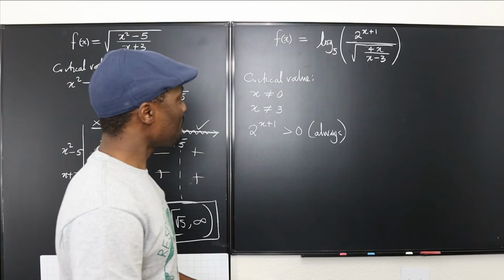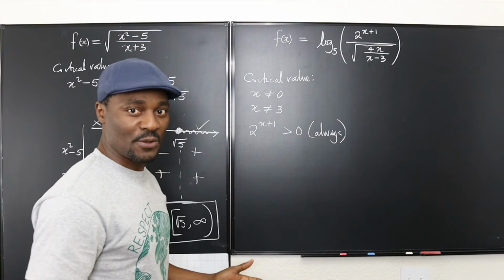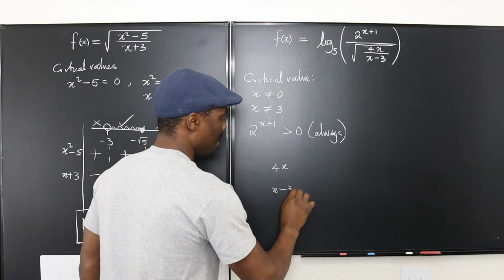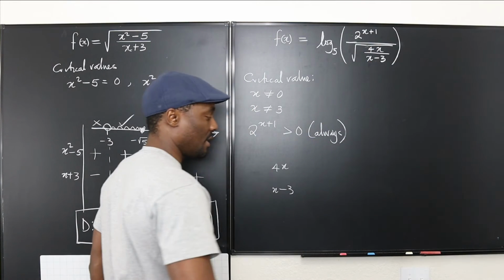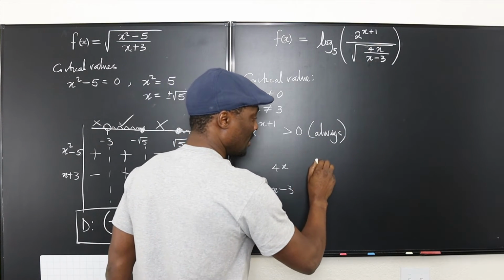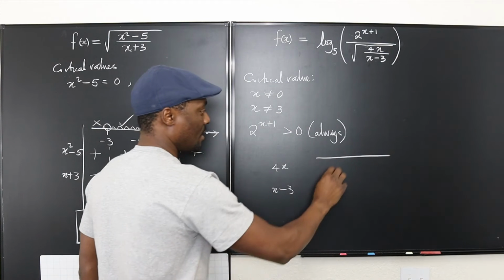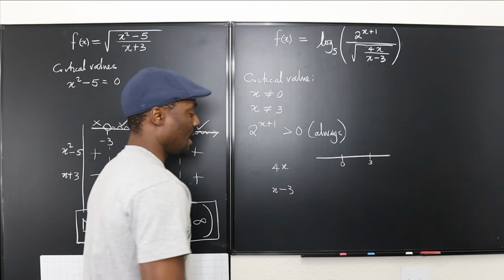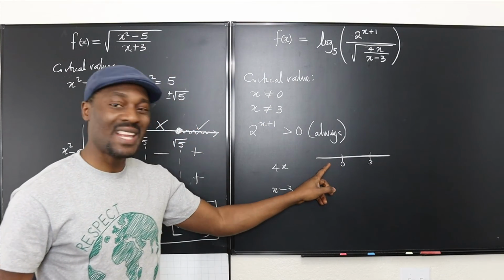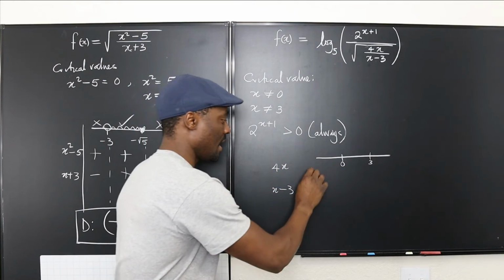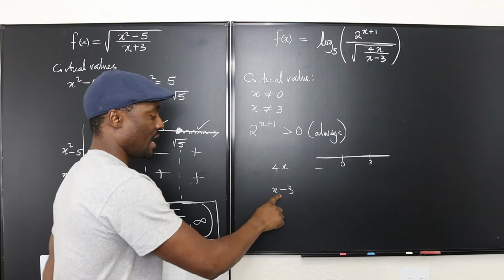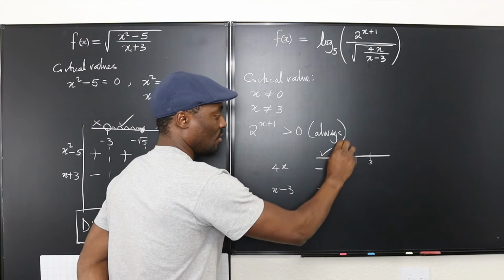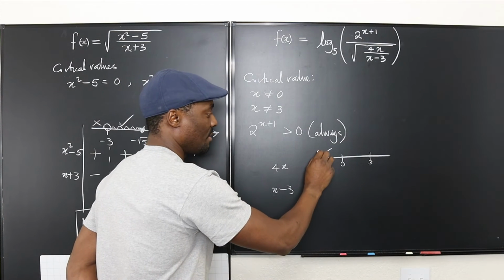So now, let's get our critical values. For x, we have x minus 3. We want to make sure this is always positive for the values we're going to use. So this is our number line. We have the numbers 0 and 3. If you pick a number on the left of 0, say negative 1, and you plug it here, you're going to get a negative. If you plug negative 1 here, you're going to get a negative. Negative, negative will give you a positive. So we're going to take this part because this is going to be positive.